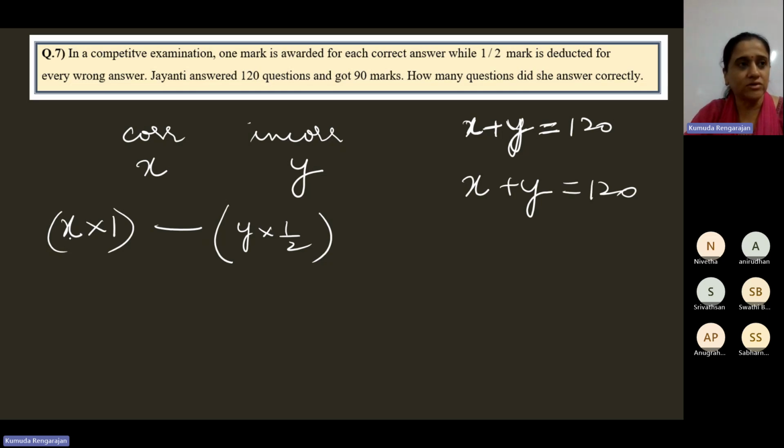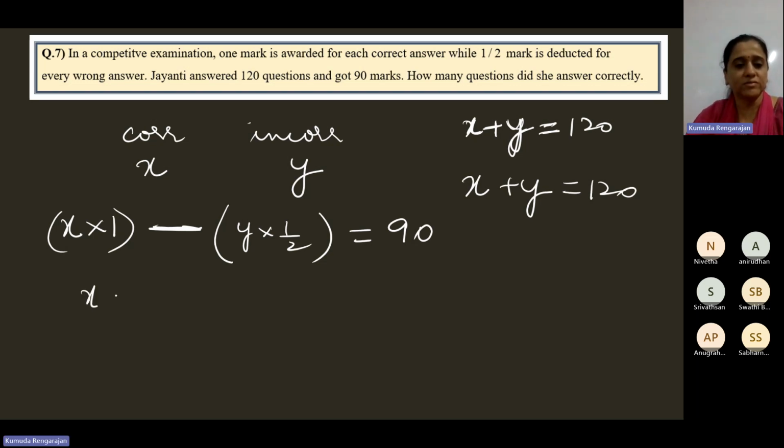So X correct answers into 1 mark minus, because she's losing, minus Y incorrect answers into half a mark is equal to the total marks, 90. Correct, Pratish? Others?